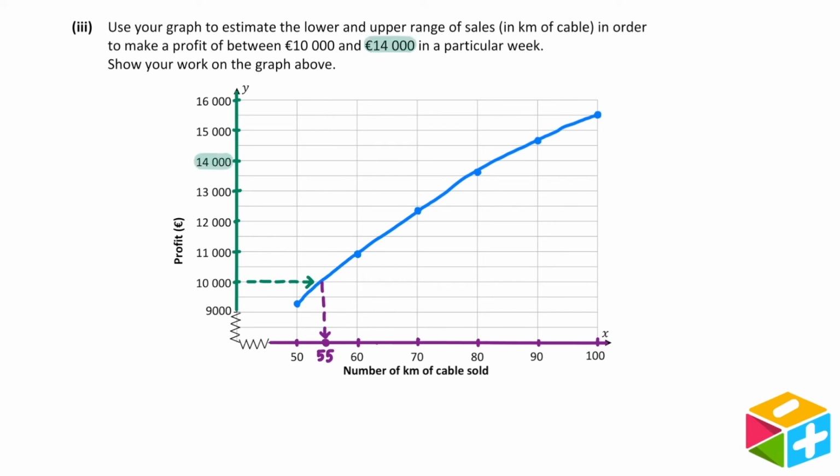The upper bound on the profit that we're given is €14,000. Again, we can use our graph to estimate the number of kilometres of cable sold, which corresponds to this profit. To do this, we begin by drawing a horizontal line out from 14,000. When this line meets our blue curve, we drop a vertical line straight down. This line meets our horizontal x-axis at a value which is approximately 83.